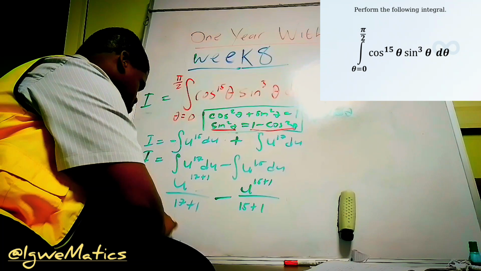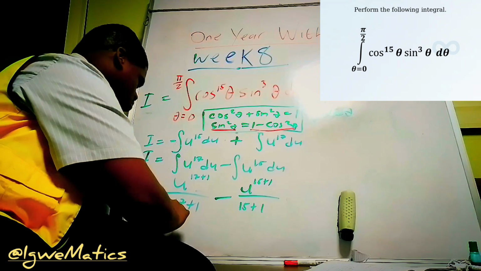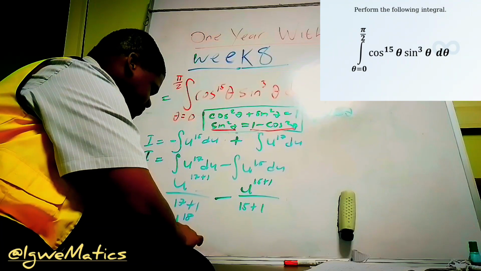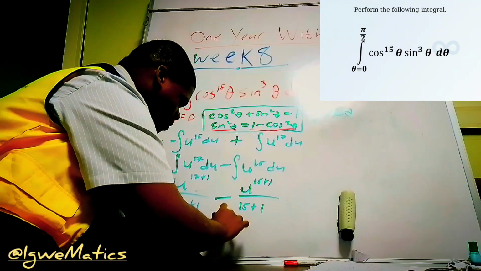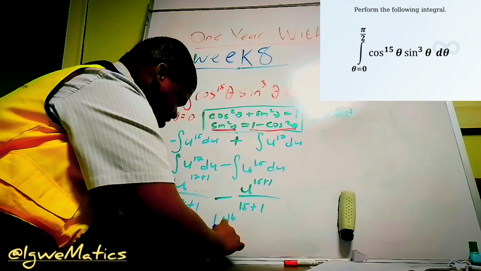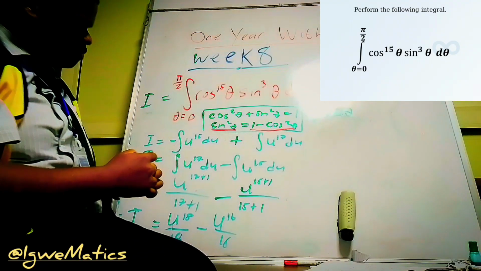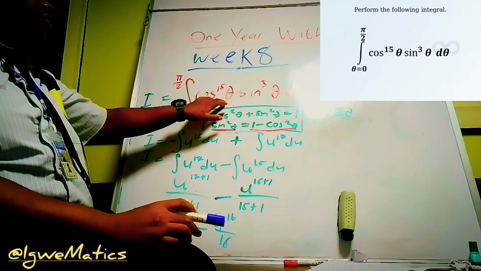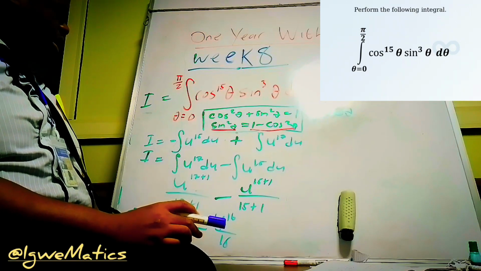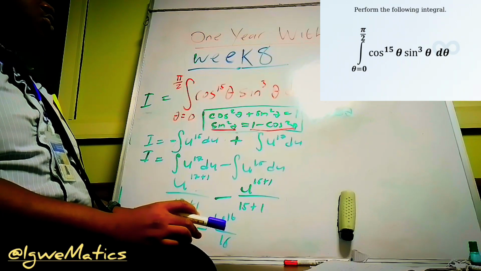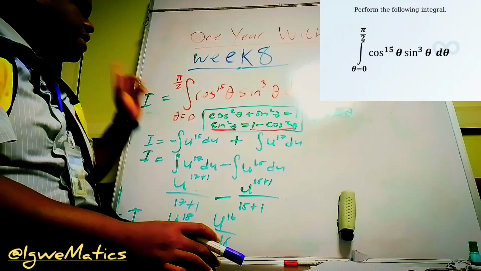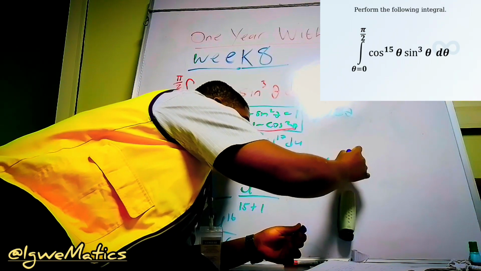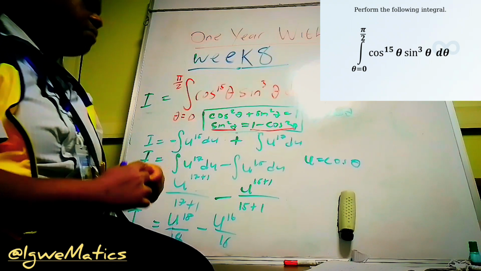So now if you simplify this, you have I, that is the integral, is equal to u to the power of 18 divided by 18 minus u to the power of 16 divided by 16. But don't forget, we didn't solve for u, we solved for theta. So you have to substitute back the value for u. Except, since we said let u equal cos theta, it's still possible to solve in terms of u.